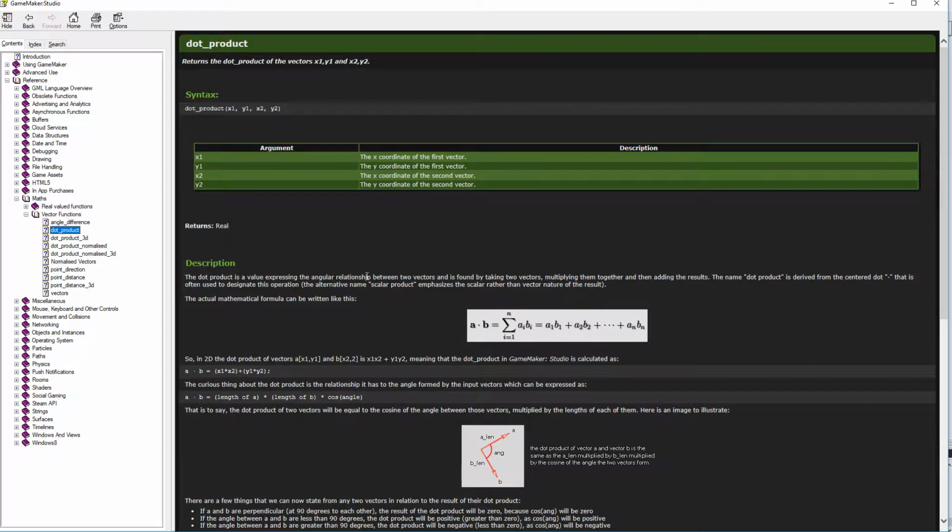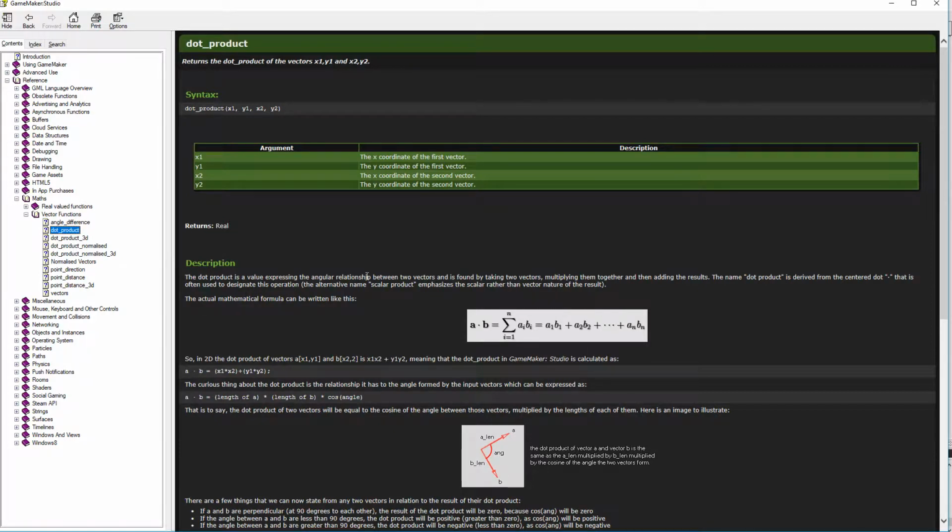So in 2D, the dot product of vectors A, which is x1, y1, and B, which is x2, y2, is x1 times x2 plus y1 times y2, meaning the dot product in GameMaker Studio is calculated this way. I'm getting confused.